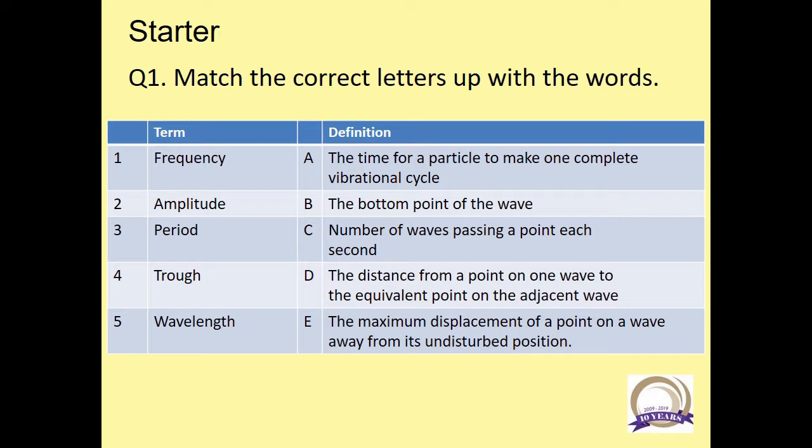Right, just quickly self-mark it then. So frequency is the number of waves passing a point each second, letter C. Amplitude, maximum displacement of a point on a wave away from its undisturbed position, letter E. Period, time for a particle to make one complete vibrational cycle. Trough, bottom point of a wave. And wavelength, distance from a point on one wave to the equivalent point on the adjacent wave. So that was letter D. Just give yourself a quick score out of 5.